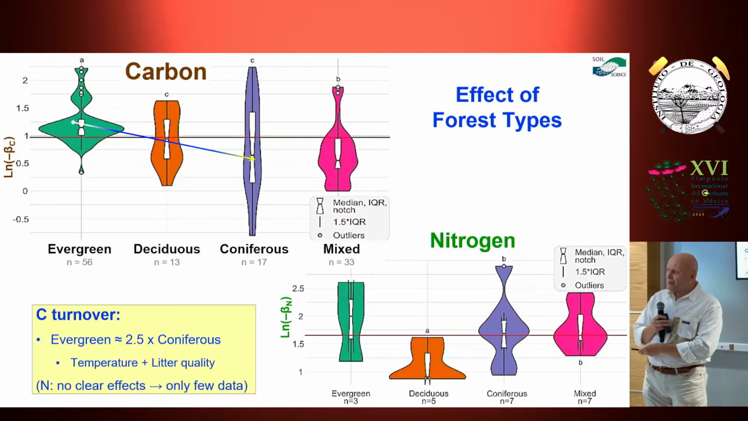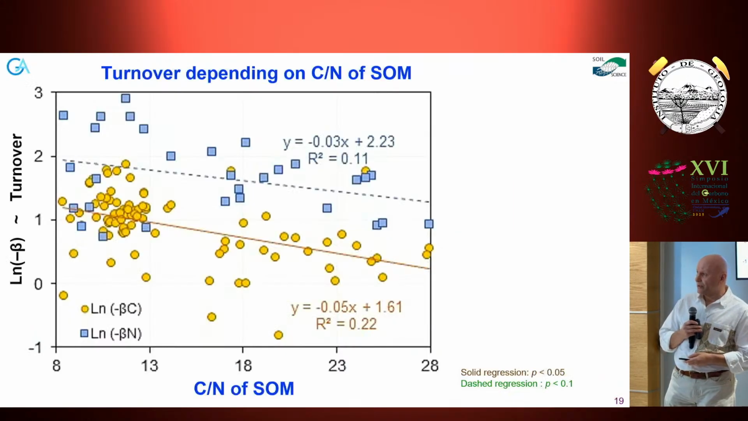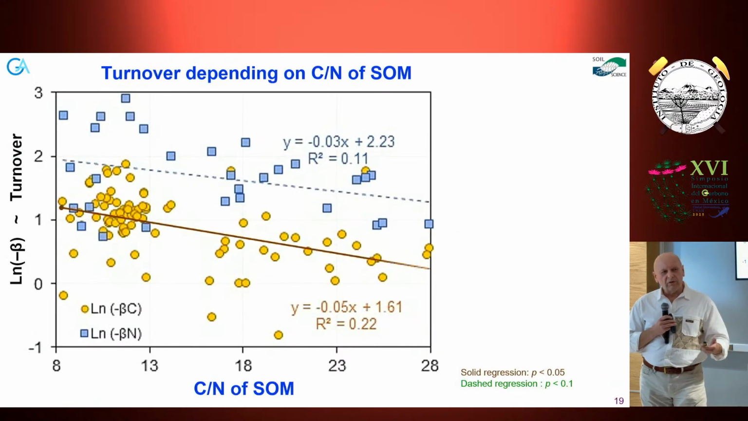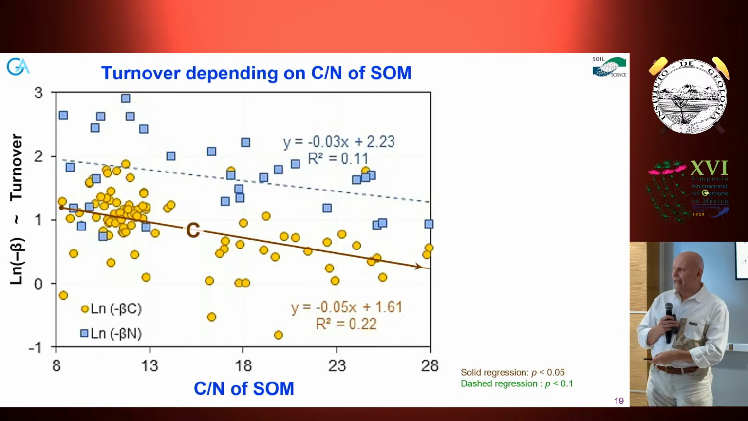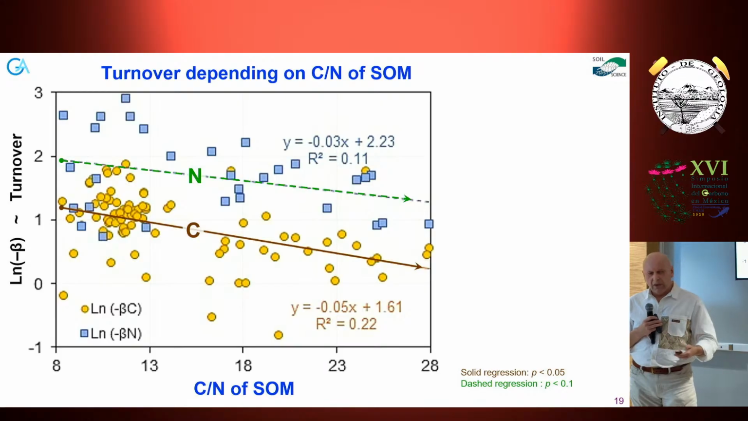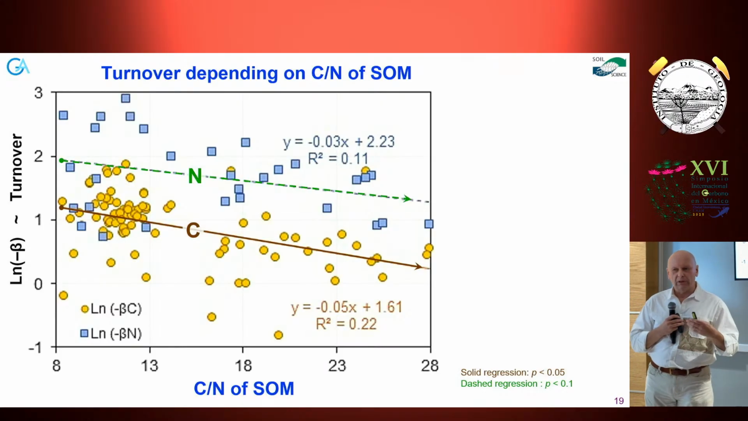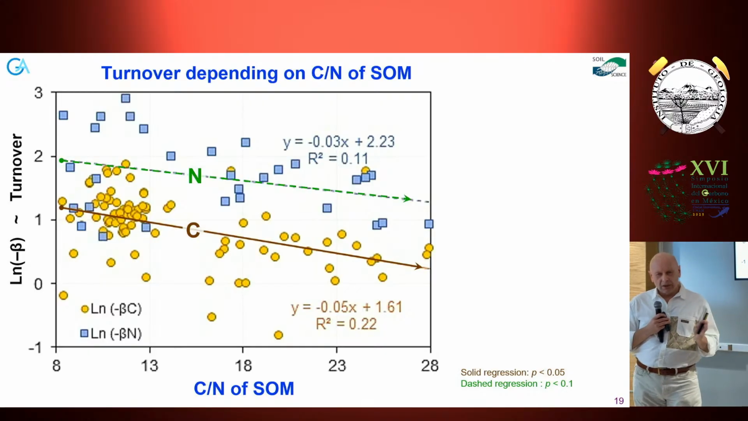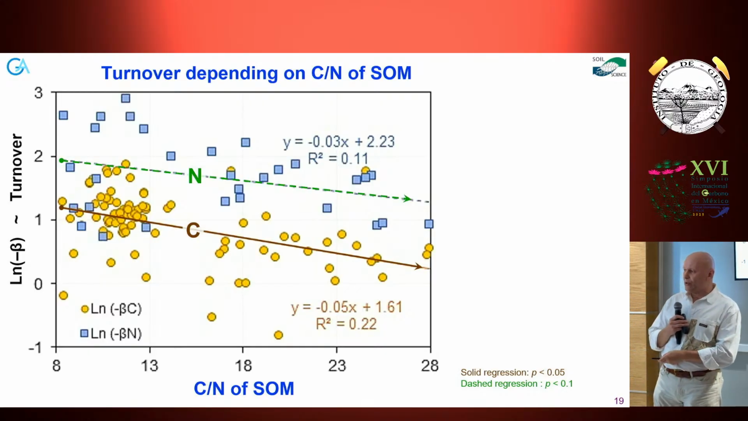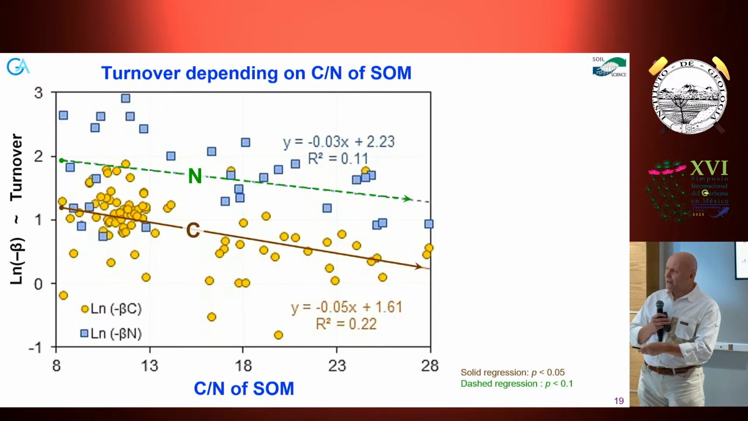For nitrogen, there are no clear effects, but there are only a few data for nitrogen in these ecosystems. Let us look now at another factor, the CN ratio of the soil organic matter, because many studies showed, and usually we also think, that the closer the CN ratio of soil organic matter, the faster is also the turnover. For carbon, it is very clear.